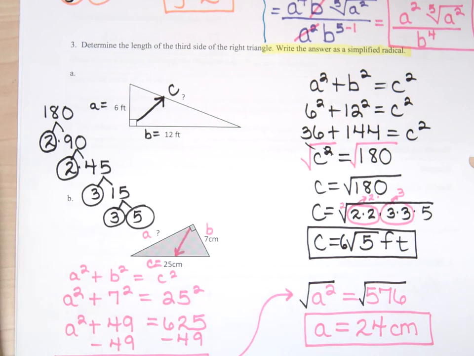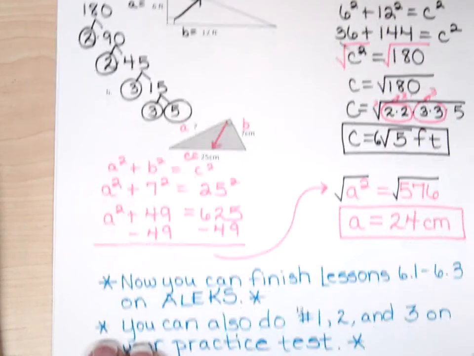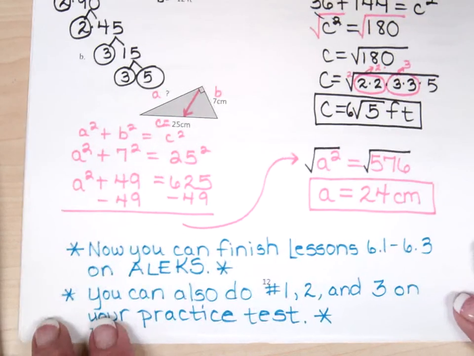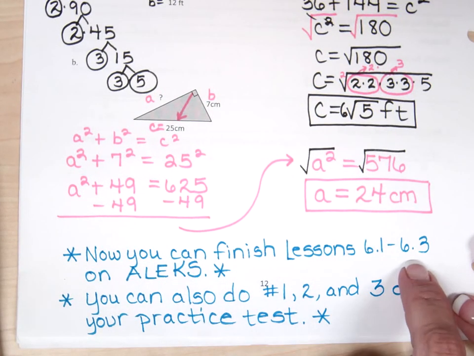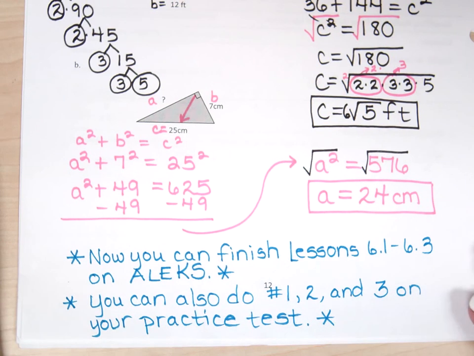So after completing this lesson, now you can complete this section of Alex, 6-1 through 6-3. And you can also do number 1, number 2, and number 3 on your practice test, which are all simplifying radicals. You break them down into pairs or triples or whatever.